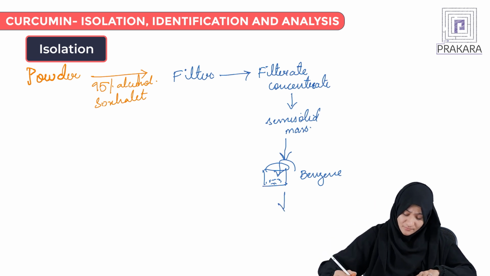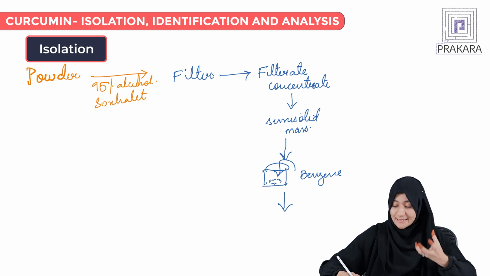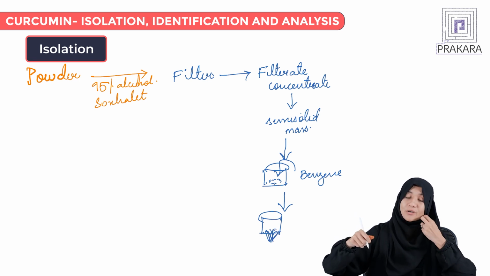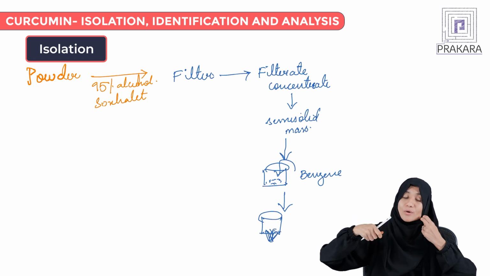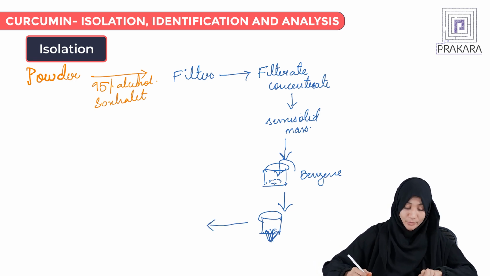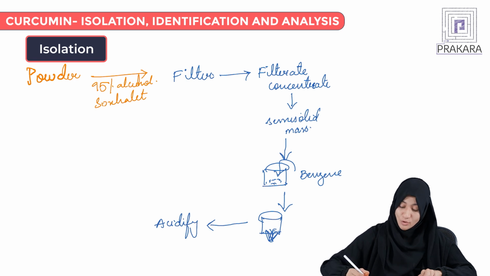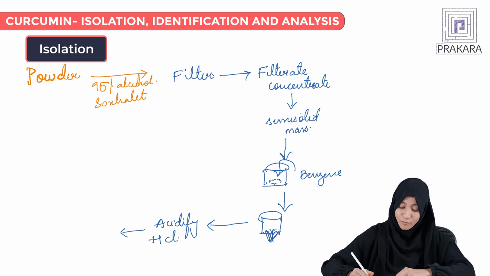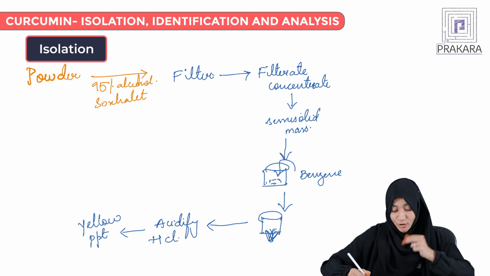After adding benzene, you will again concentrate the product. And how will you do the concentration? By continuous stirring, you concentrate this specific product. After that, you are going to acidify the semi-solid mass by adding hydrochloric acid. When you add this hydrochloric acid, you will see the formation of a yellow precipitate.